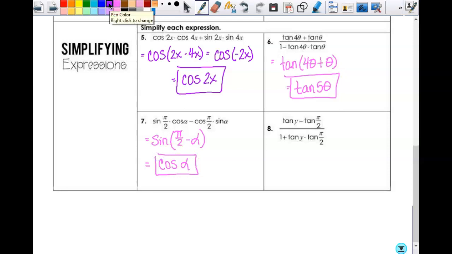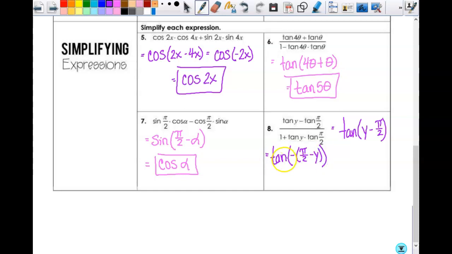All right, so I've got tangent minus tangent, and then this is 1 plus, so this matches the difference of angles, and my ABs work out right, so this is going to be the tangent of A, which is y, minus B, which is pi halves. Now, that does not match my reference chart, because on the reference chart, it's pi halves minus theta, not theta minus pi halves. So remember how we flip this around? This is going to be the tangent of negative pi halves minus y.